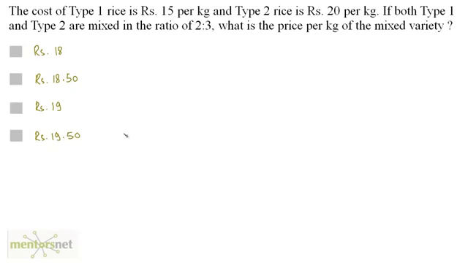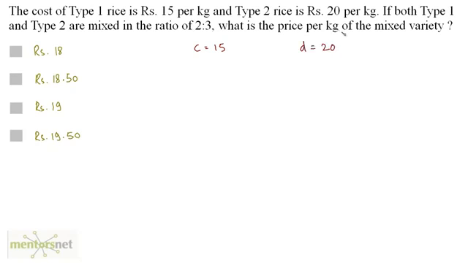The cost of type 1 rice is 15 rupees per kg and type 2 rice is 20 rupees per kg. If both type 1 and type 2 are mixed in the ratio of 2:3, what is the price per kg of the mixed variety? So the cheaper type of rice is type 1, and that is at 15 rupees per kg. So we have C equal to 15, and the costlier rate is 20 rupees per kg. So D is equal to 20.